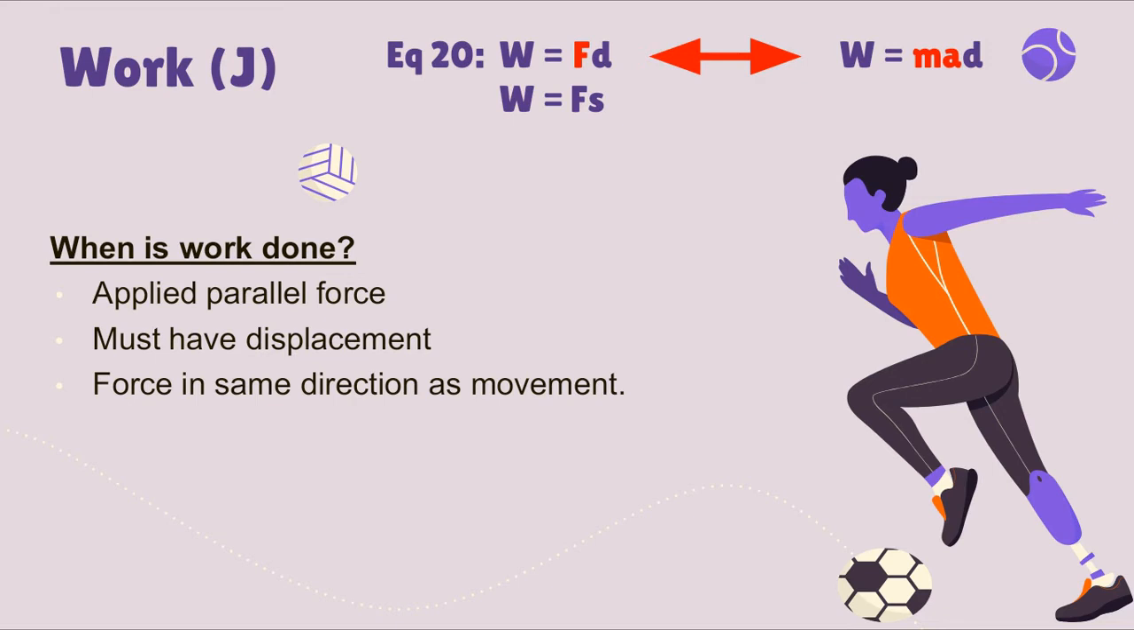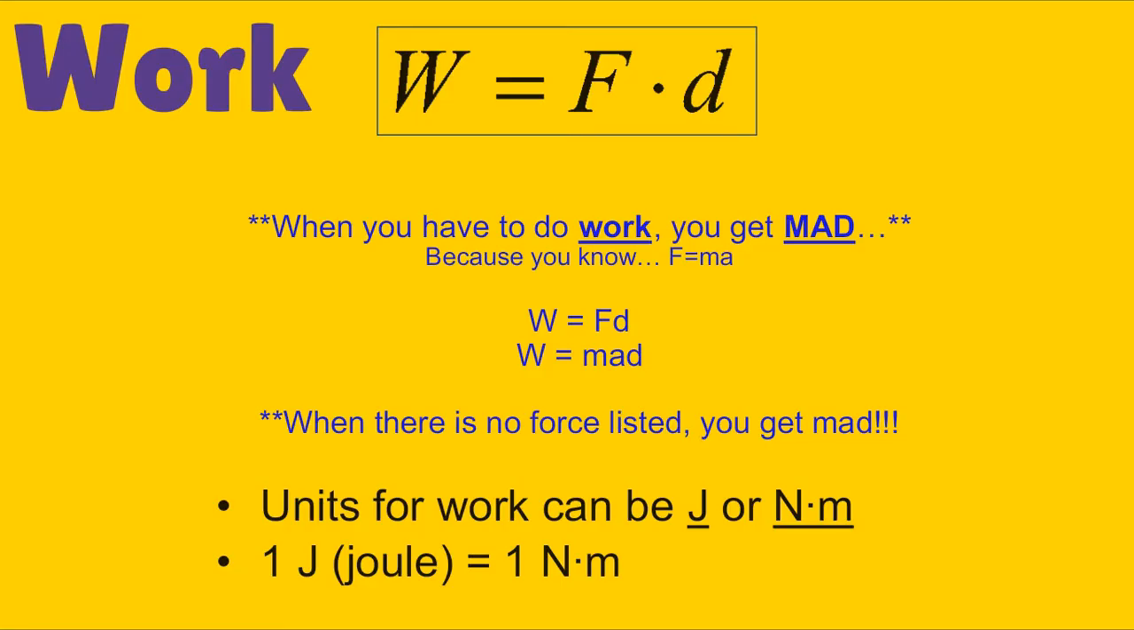When is work done? Work is done when you have applied a parallel force, meaning the force is applied in the same direction as the movement. Of course, you got to have movement, which means you got to have displacement. Without any movement and displacement, there is no work done. Looking back at the equation again, W equals F times D.